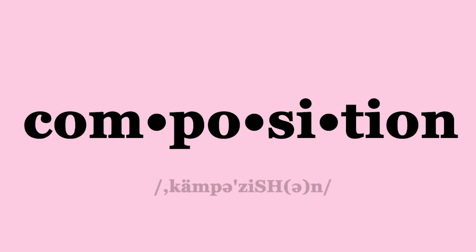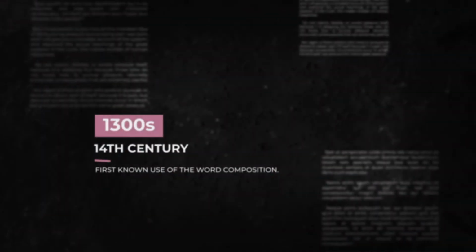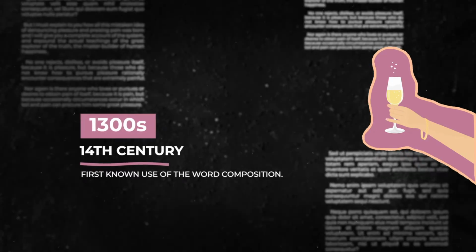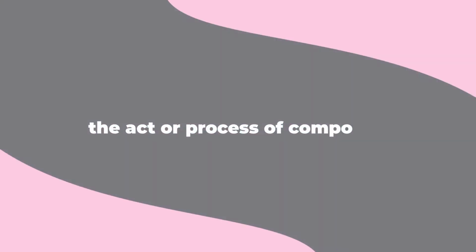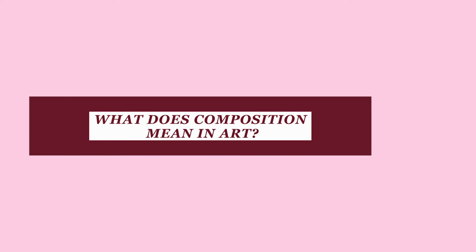Today, we will be exploring the word composition. The first known use of this Latin-based word was in the 1300s, or the 14th century if you want to be fancy, and it was defined as the act or process of composing. Kind of obvious, but what does composition mean in art?